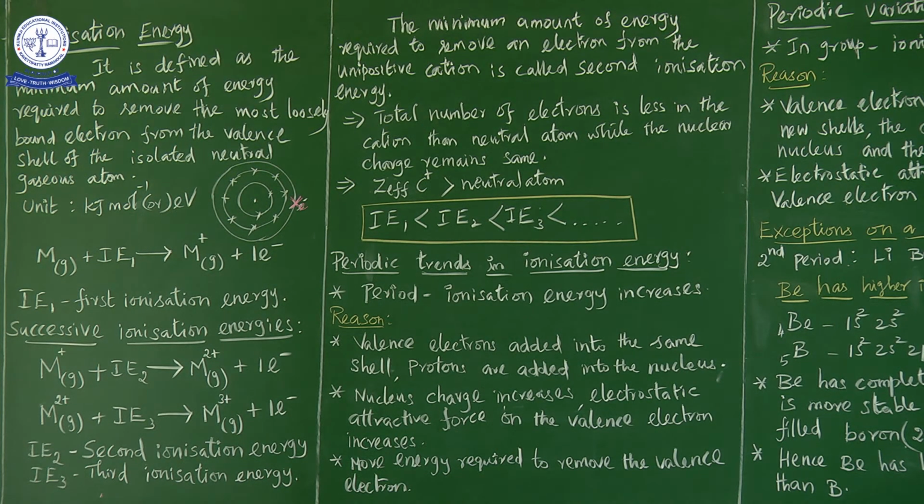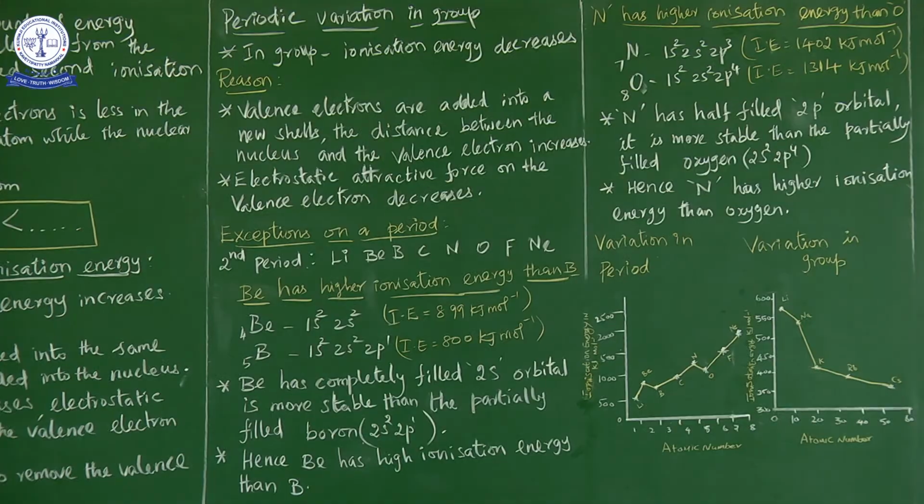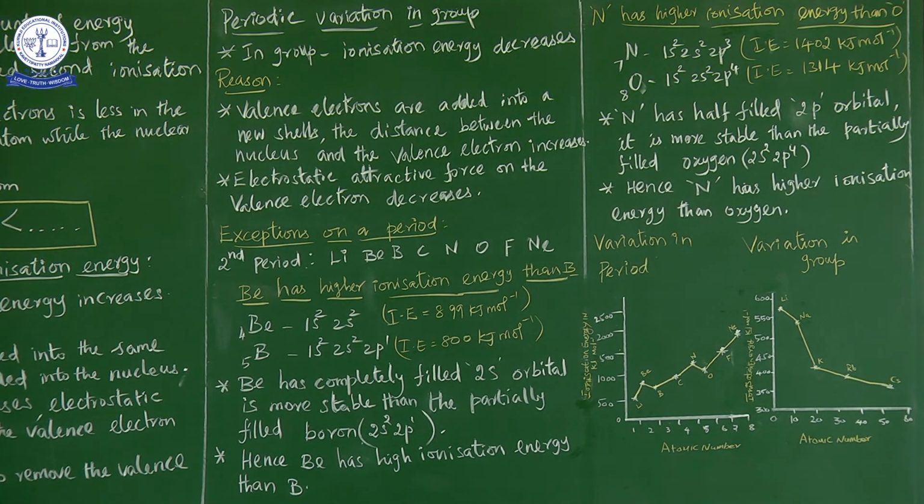Then periodic variation in group. In a group, the ionization energy decreases. Period wise ionization energy increases, so it contrasts with the group. So in a group it will definitely be the opposite. So in a group, the ionization energy decreases.